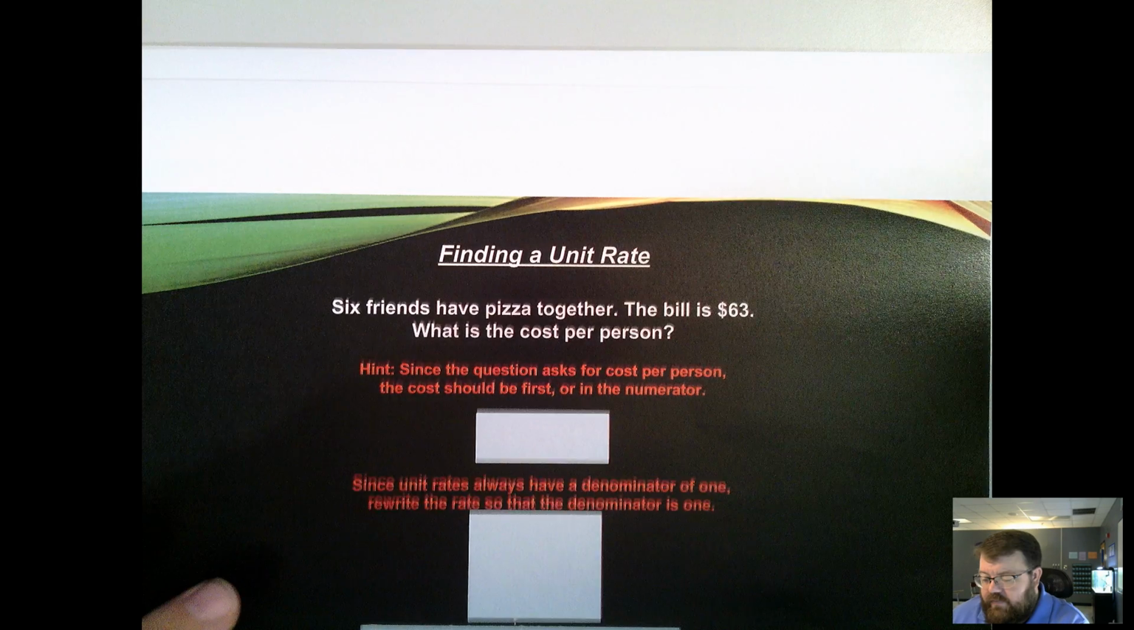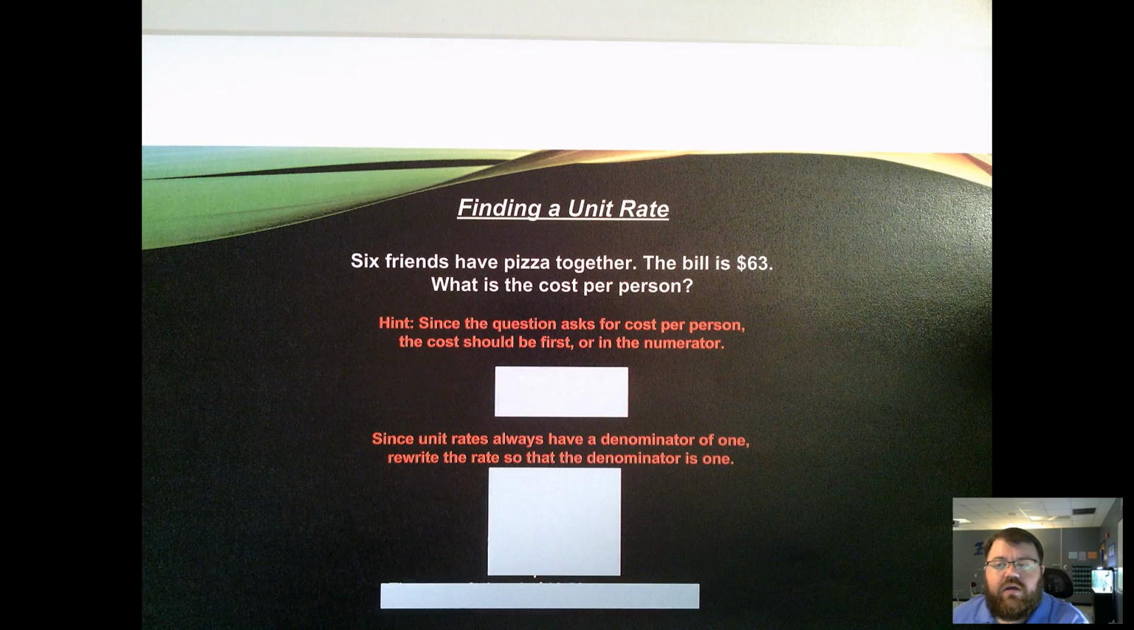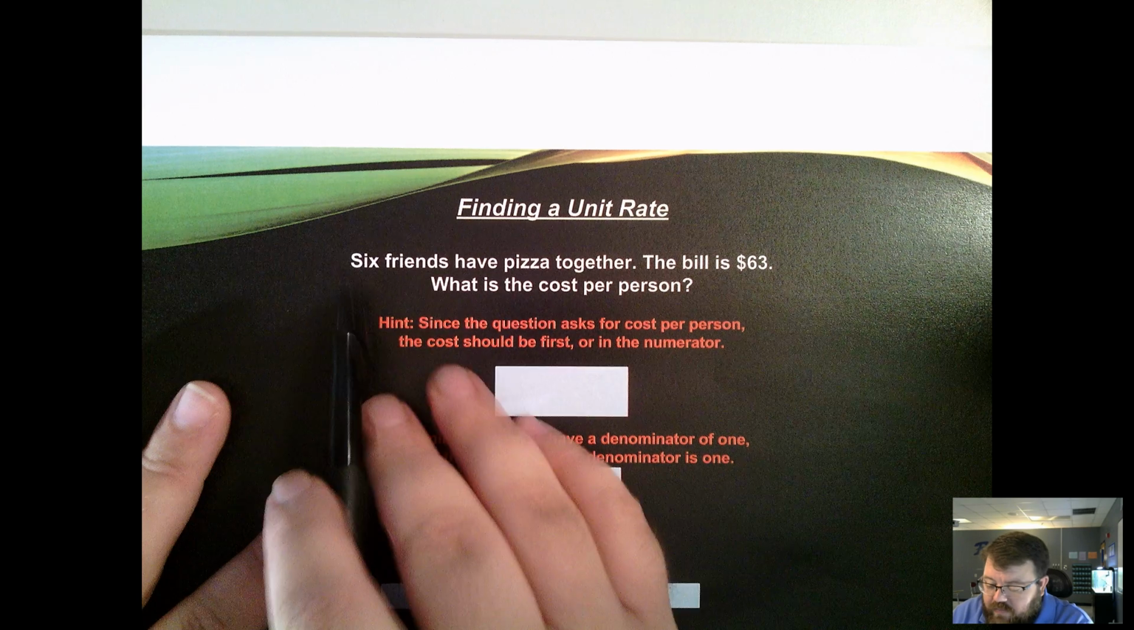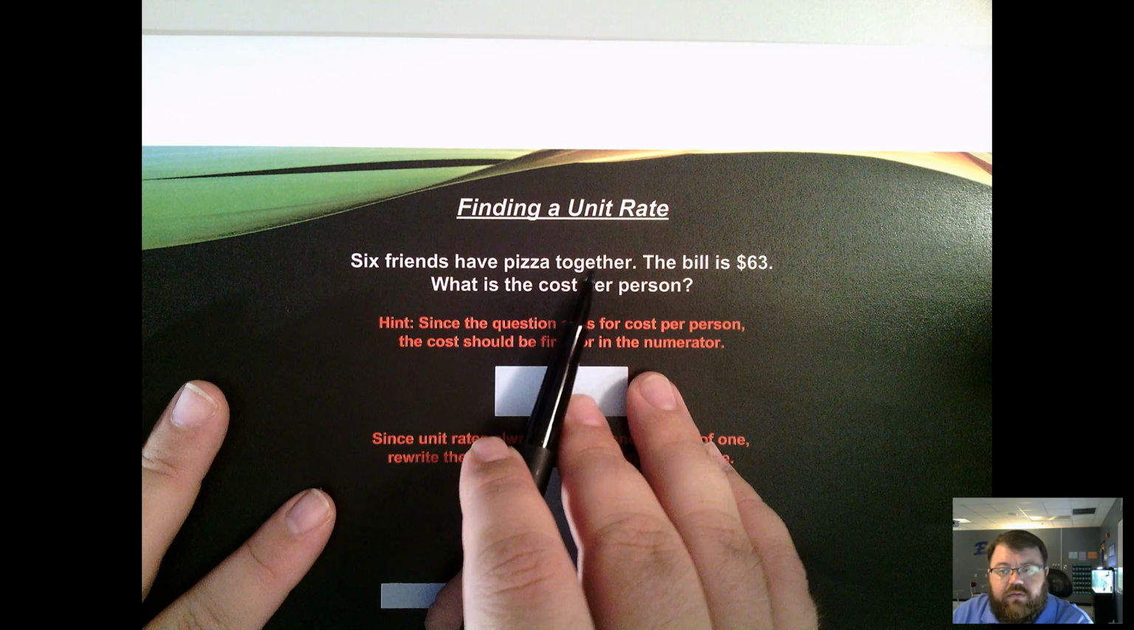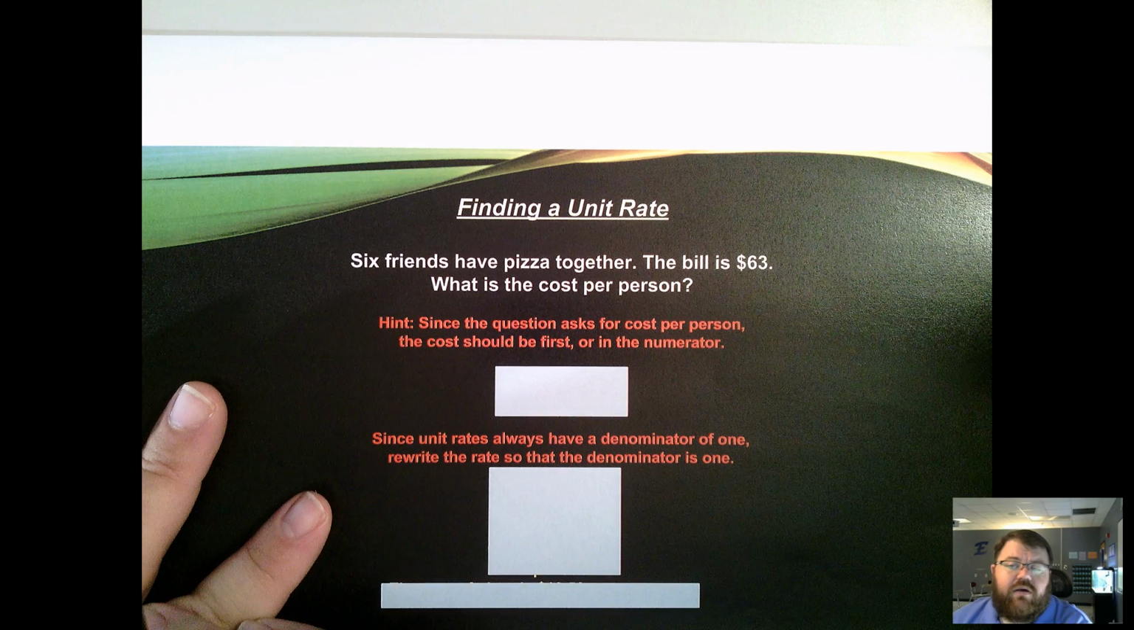Okay, we're going to do a couple of these together, and then you're going to have to answer some of them on your own. So make sure you're understanding what it is that we're actually answering. This question says, 6 friends have pizza together. The bill is $63. What is the cost per person?